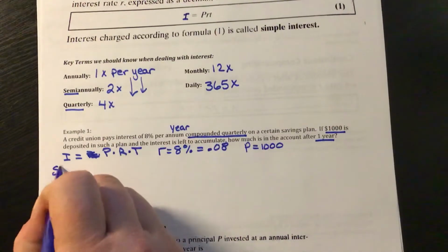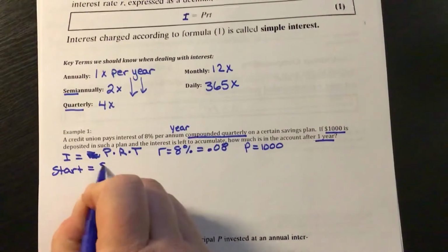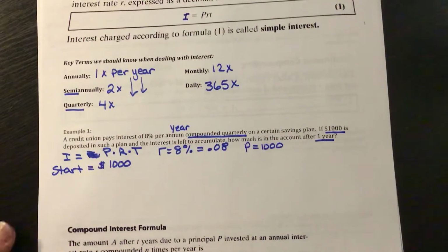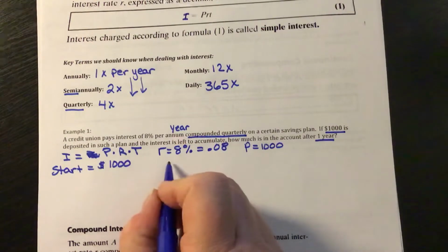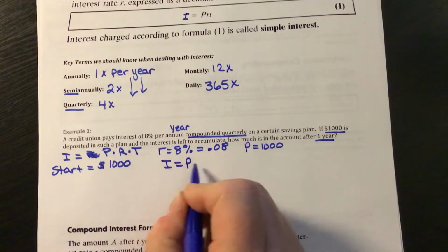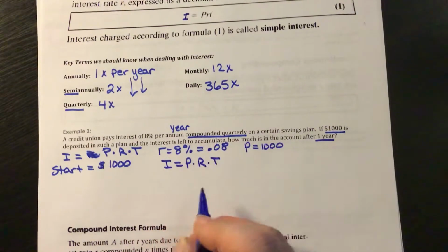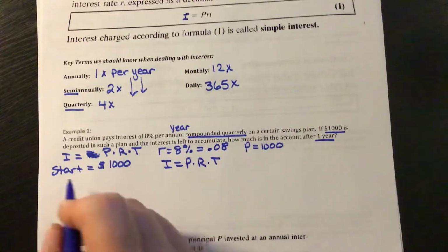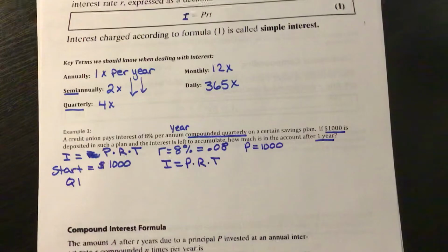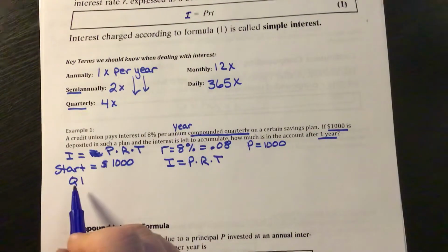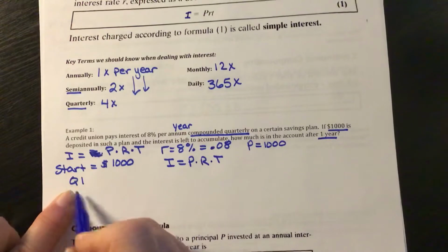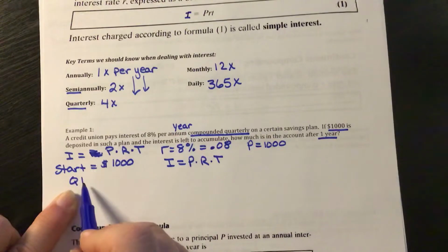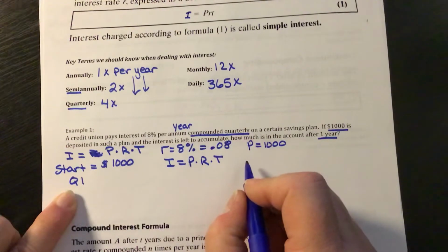So to start with, I'm going to have $1,000 in my account. Okay. And then I'm going to use my I equals P times R times T formula, and I'm going to put these in here to find out how much I'm going to get after quarter one. How much will be in my account? So quarter one is 1/4 of the year, so I'm going to calculate that my time is going to be 1/4.